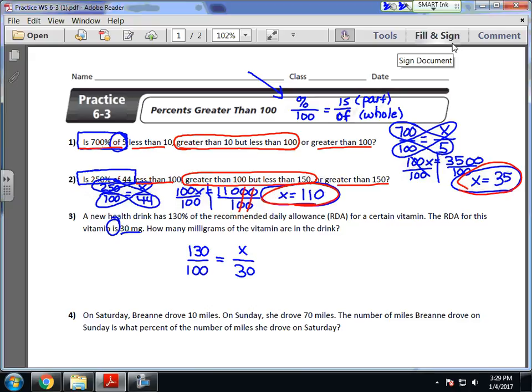All right, so 100 times X is 100X equals 30 times 130. What do you get for that? I'll wait for somebody's answer.